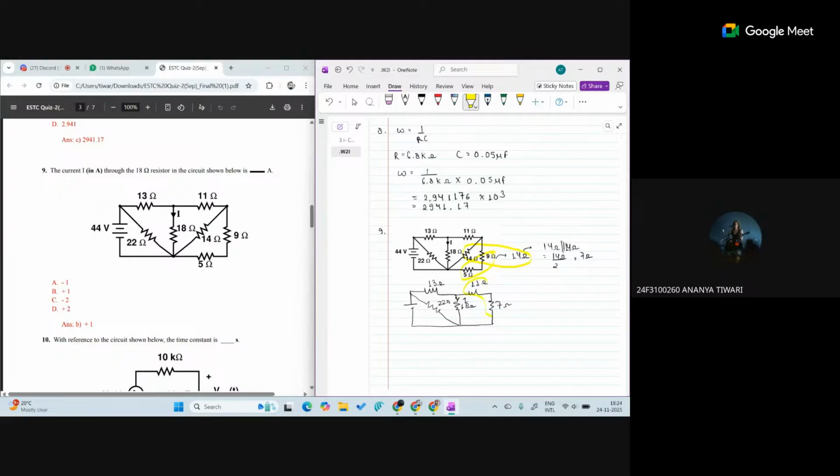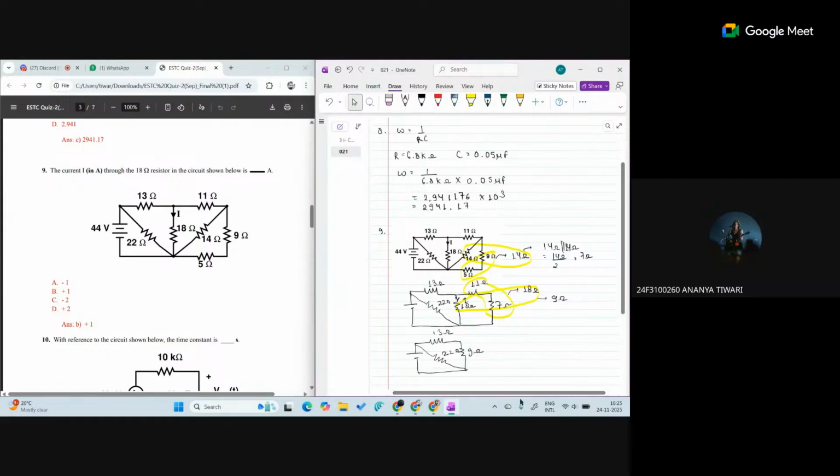So we can write this 11 ohm and 7 ohm in series. So it will be 18 ohm, and it is parallel with the 18 ohm, so we get half of it. So we will get 9 ohm. Now we can again write this. 9 ohm is in series with 13 ohm. I want to redraw this because from here we can do it simply. 9 ohm, 13 ohm, and 22 ohm.